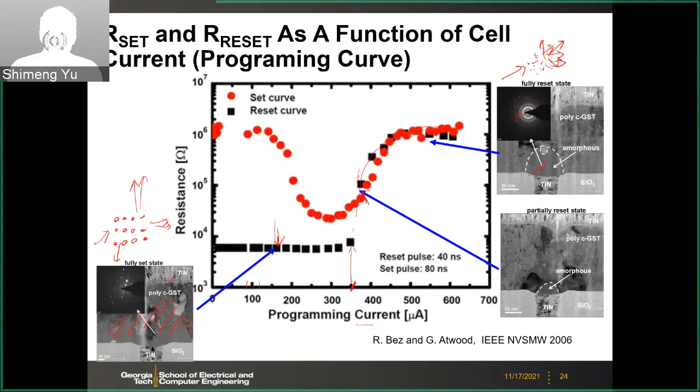And if you compare the fully reset state and the partially reset state, from the image you can see that the volume of this amorphous region can be changed depending on the current.